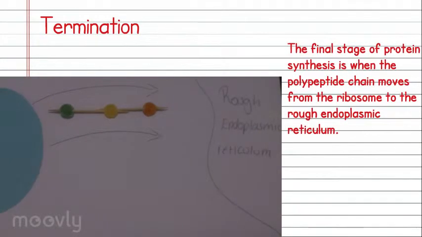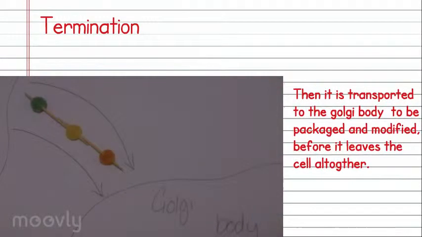The final stage of protein synthesis is when the polypeptide chain moves from the ribosome to the rough endoplasmic reticulum. Then it is transported to the Golgi body to be packaged and modified before it leaves the cell altogether.